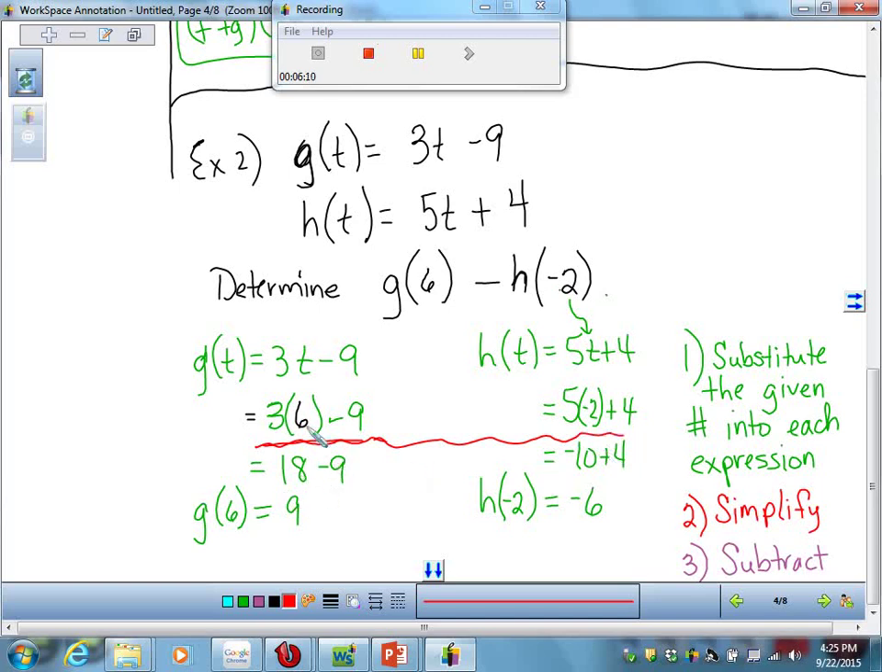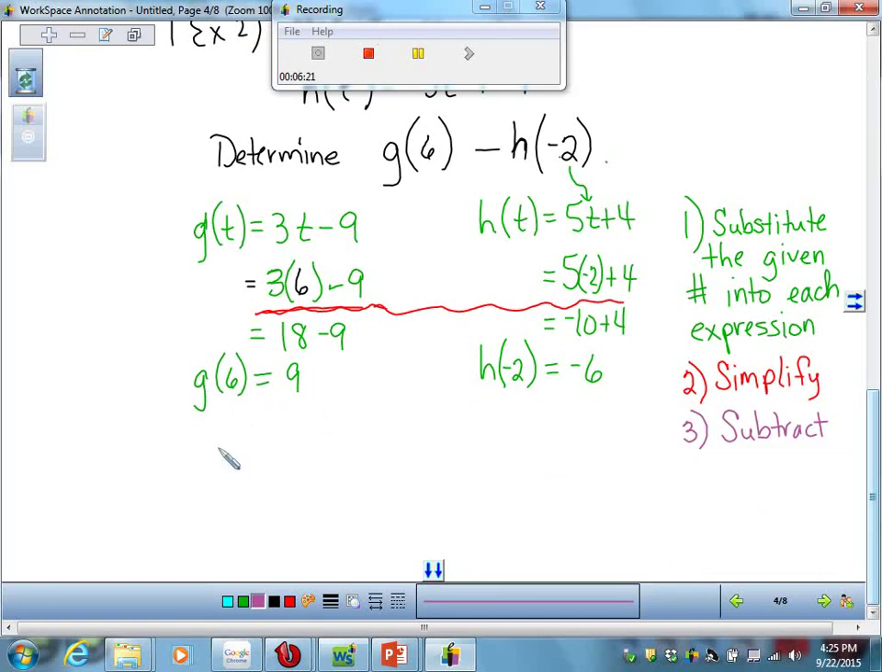Okay, we simplified the expression. We got g of 6 was 9, h of negative 2 was negative 6. So now we're ready for step 3. Step 3 says, now that you have these two values, we are going to subtract g of 6, take away h of negative 2. So I'm just going to substitute my values in there.